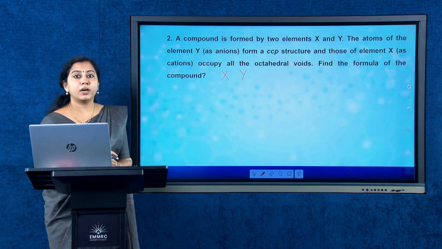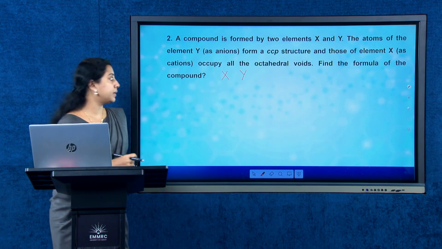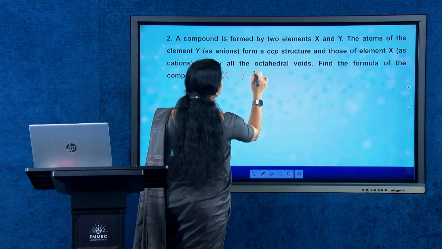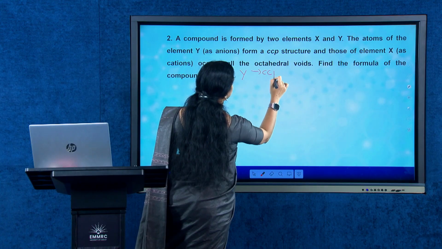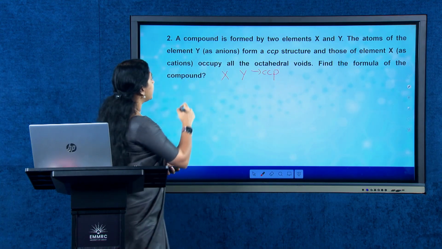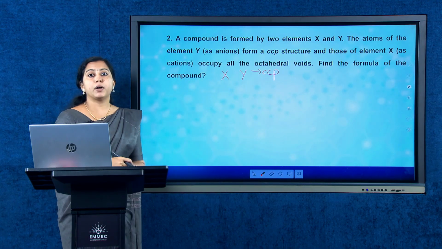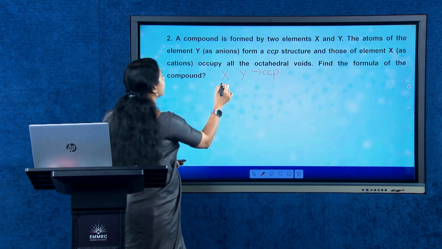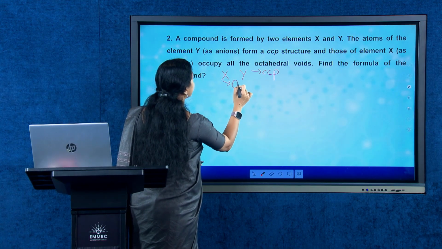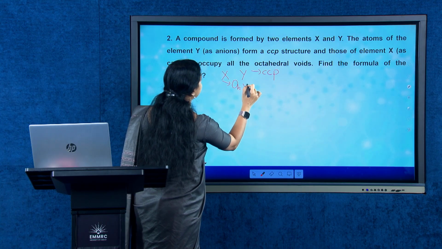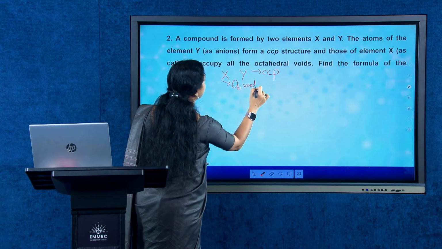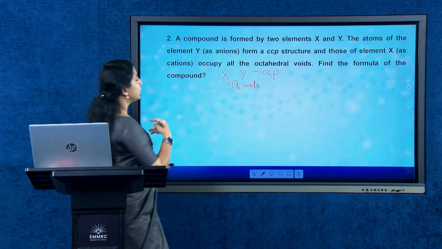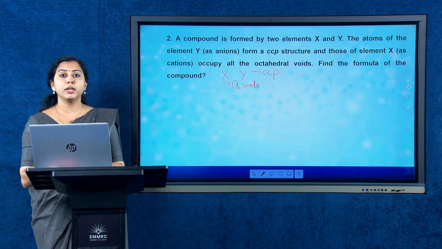The element Y forms the CCP structure, and element X occupies all the octahedral voids. I am representing OH for octahedral. Now, you have to find out the formula of the compound.